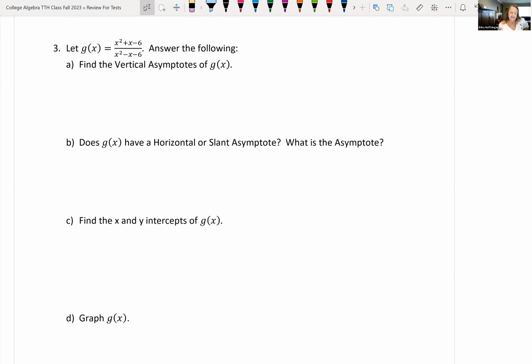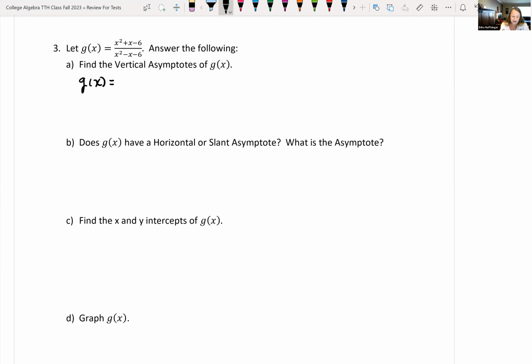So looking at the next problem, we have g of x is equal to x squared plus x minus 6. That polynomial is in the numerator, and then that is all over x squared minus x minus 6. So answer the following questions. We want to find the vertical asymptote. So vertical asymptotes, recall, are the values that set our denominator equal to 0, but not also our numerator. Normally that's the case. If our denominator had like factors with a higher multiplicity than our numerator, then it would have an asymptote there.